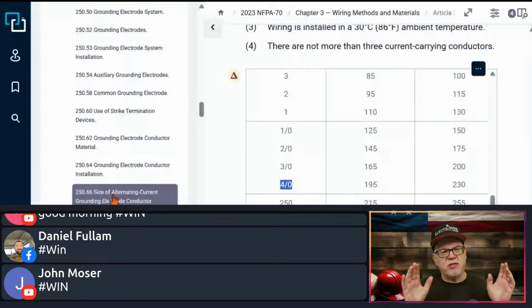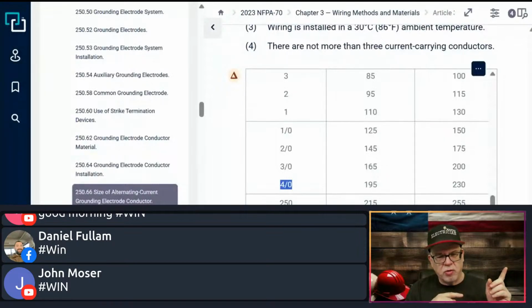If you just joined us and this is your first time, we're not going to reinvent the wheel. It's not fair to everybody. Go back and watch the episode where we did the neutral calculation in the standard method last week for the 6 unit complex, and you'll see how we did that. All right, so here is 250.66.